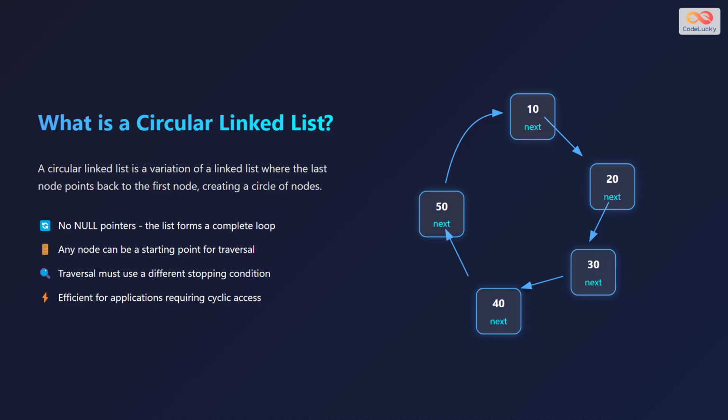First, there are no null pointers, as the list forms a complete loop. Second, you can start traversing the list from any node. Any point can be the starting point. Third, because there's no null to stop you, traversal needs a different kind of stopping condition. Lastly, circular linked lists are very efficient for applications that need cyclic access, where you repeatedly go through the elements.